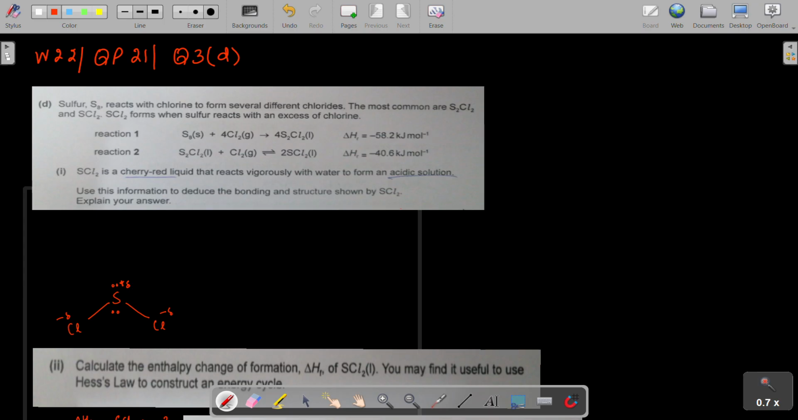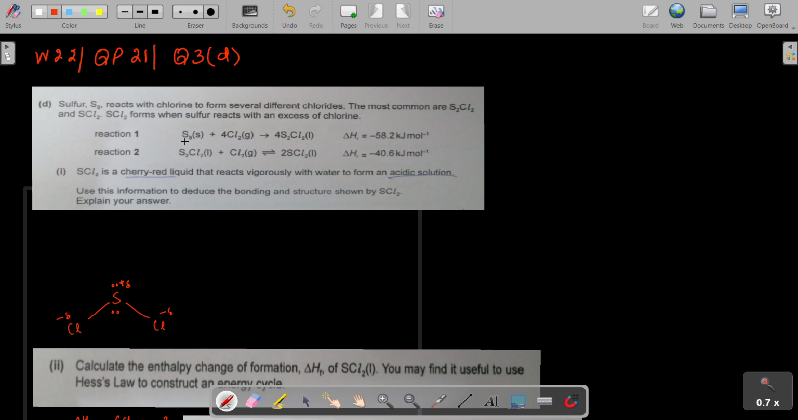Okay, in this question, actually they are saying when sulfur, which is an S8 molecule, reacts with chlorine to form several different chlorides. The most common are S2Cl2 and SCl2. SCl2 forms when sulfur reacts with excess chlorine. So these two reactions are given here.